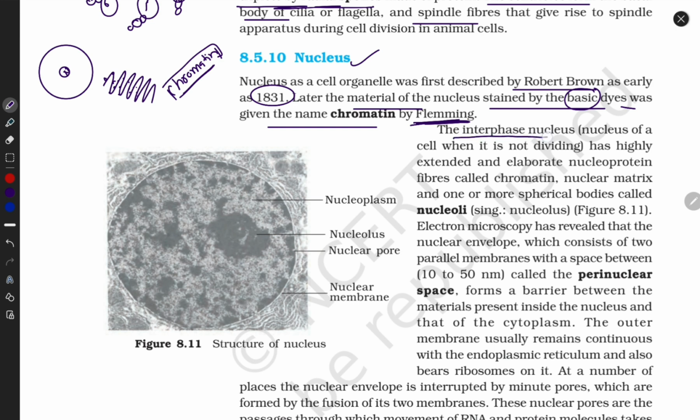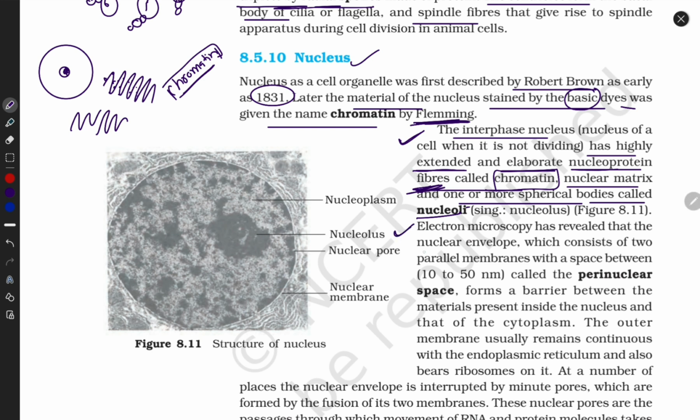The interphase nucleus has a highly extended, elaborate nucleoprotein fiber. We call it chromatin. This is the definition of chromatin: the long, extended, elaborate nucleoprotein fiber-like structure. Then there is the nuclear matrix and one or more spherical bodies called nucleoli. In the nucleus, there is also a dark region. We call it the nucleolus.